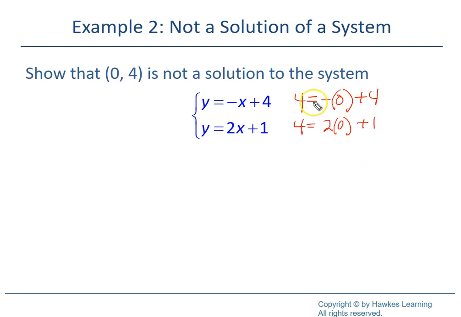So here, 4 and negative 0 is 0. So 4 equals 4. This part is true. But then 2 times 0 is 0. 4 does not equal 1. So this is not true. So this, by substitution, we have proved is not a solution.